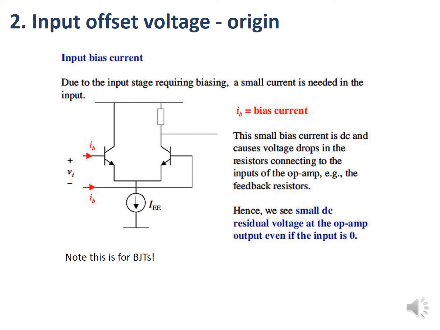So this small current is a DC current, and this causes a voltage drop in the resistor network, the feedback resistors, regardless of whether I have a signal there or not. So at the output of the op-amp, we always see a small DC voltage that's generated by this current that's flowing into these resistors, even when the input is zero. And we can measure that in our circuits, and this is the sort of DC residual voltage at the output. It's not particularly significant, but that voltage is always there.